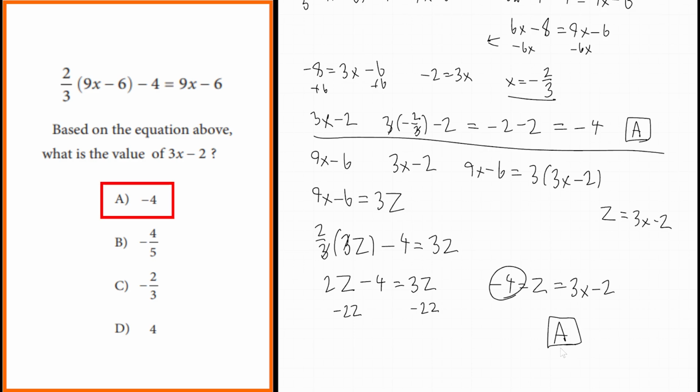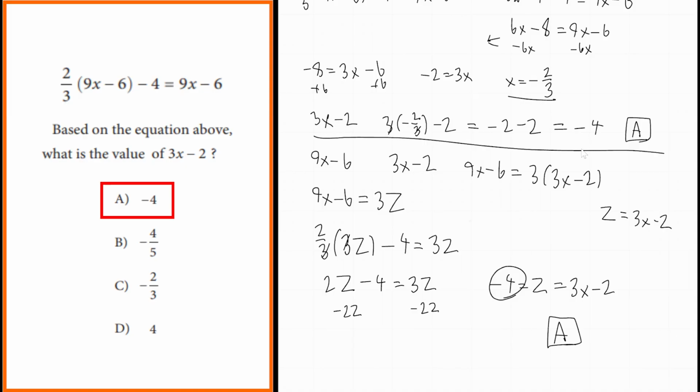So there are two options for going about it. If you don't notice this pattern, that's all fine. You can always use the first method: solve for x, and then take that value of x and plug it back into 3x minus 2 to get our answer.